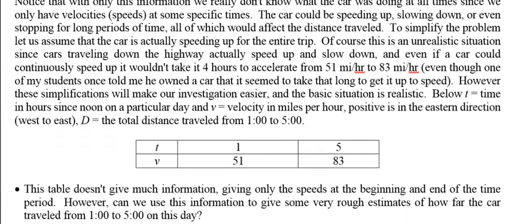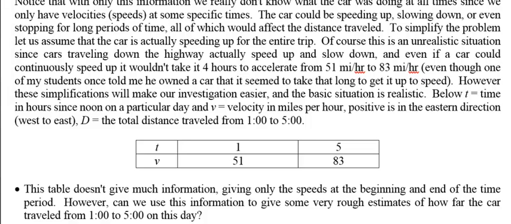So here's our first basic question. Notice that this table doesn't give us very much information. We only have speeds at the beginning and the end of the time period. So even just using this information, can we get some rough estimates on how far the car traveled from 1 o'clock to 5 o'clock on this day, and how will we go about doing it? You might want to pause the video for a second and think about that, and then come back.